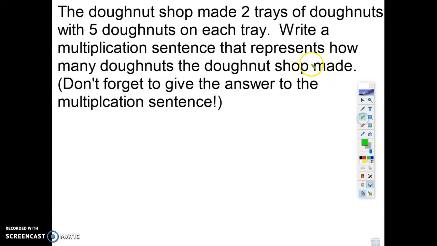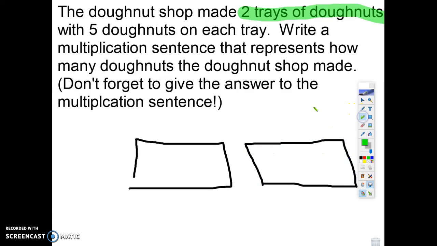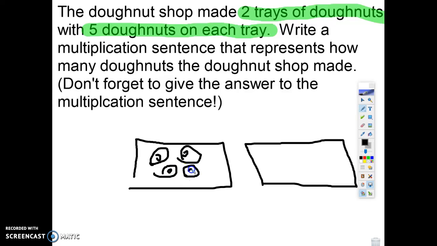Okay, we have a donut shop with 2 trays of donuts. So I'm just going to draw my trays. 1 tray and 2 trays. Okay, and I have 5 donuts on each tray. So I'm going to draw 1, 2, 3, 4, 5. And 1, 2, 3, 4, 5.